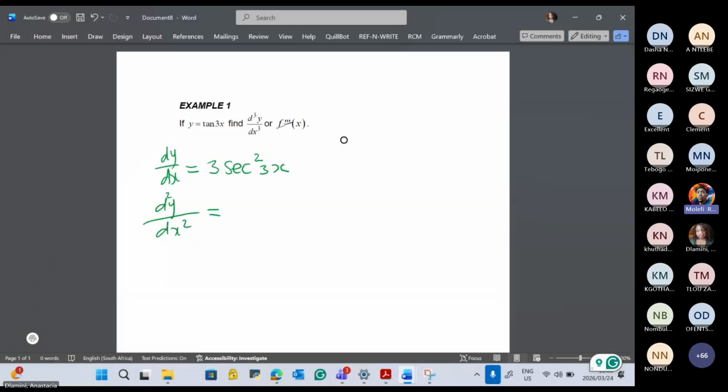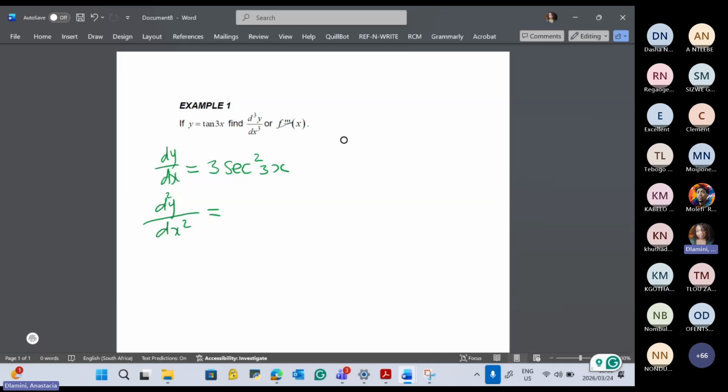It's going to be 6 sec 3x. So what are you using? Oh, we're not using the product rule. We can use the product rule, but what are you using when you're saying 6? Can't we simplify and move the 2 outward? The chain rule. You are using the chain rule.